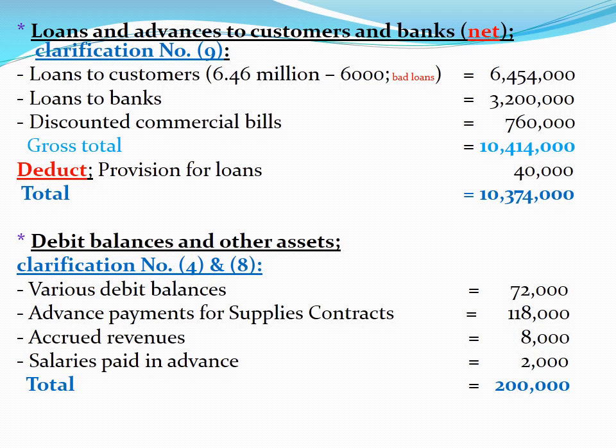What is meant by net? This means net after deducting the provision for loans, the provision for doubtful debts. Clarification number 9. Loans to customers, 6,460,000 pound minus 6,000 bad loans, as I explained to you in the adjustments. So this is the result.